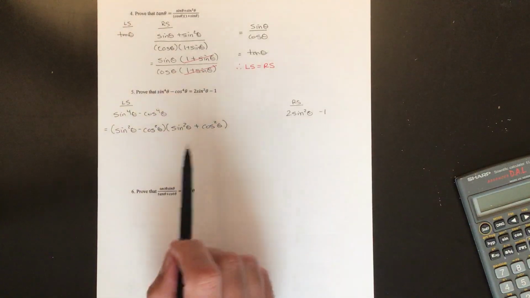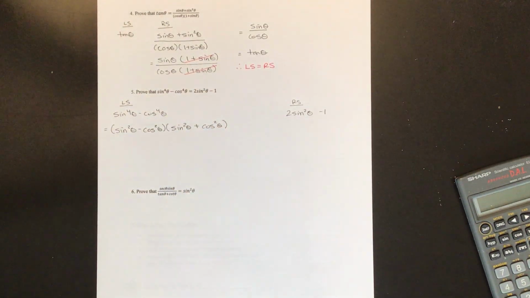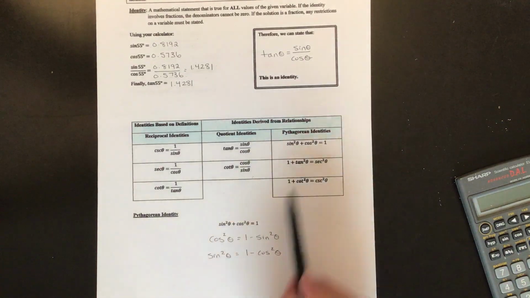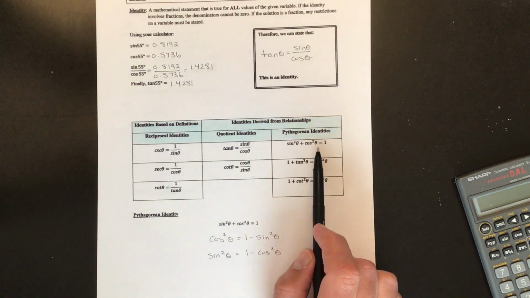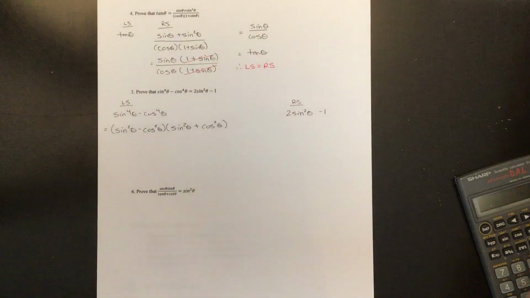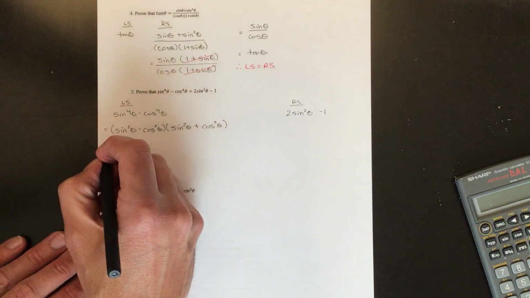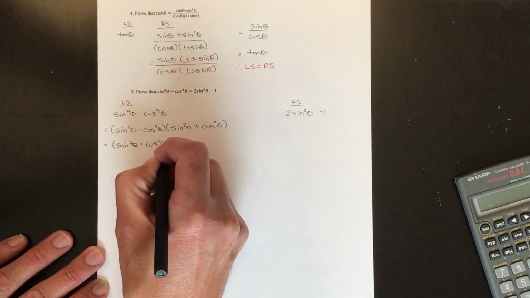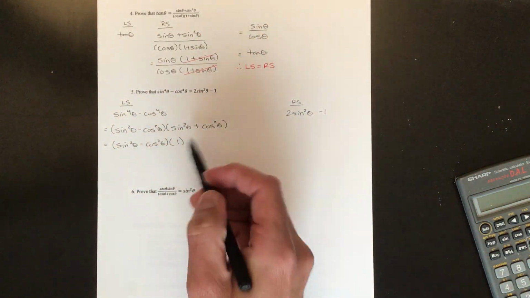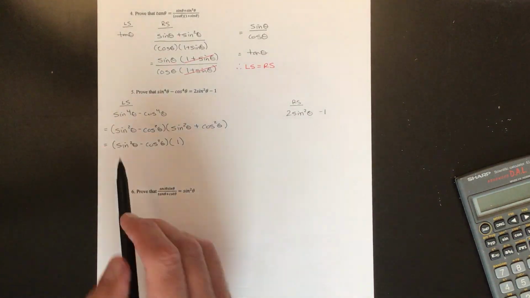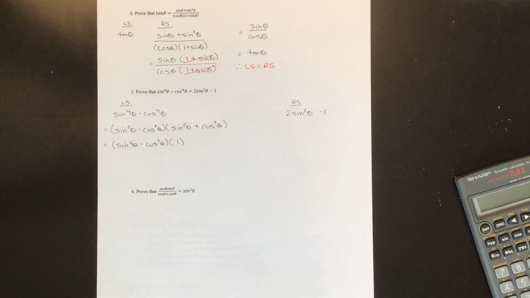Now, as I look at this, something kind of pops out at me, which is the sine squared plus cos squared. Because going back to our first page, with Pythagorean identities, sine squared plus cos squared equals 1. So this becomes 1 times sine squared theta minus cos squared theta. I'm just going to put a 1 in there so you know I've switched that to 1. In reality, we don't need to write it. It kind of disappears. So we're left with sine squared theta minus cos squared theta.